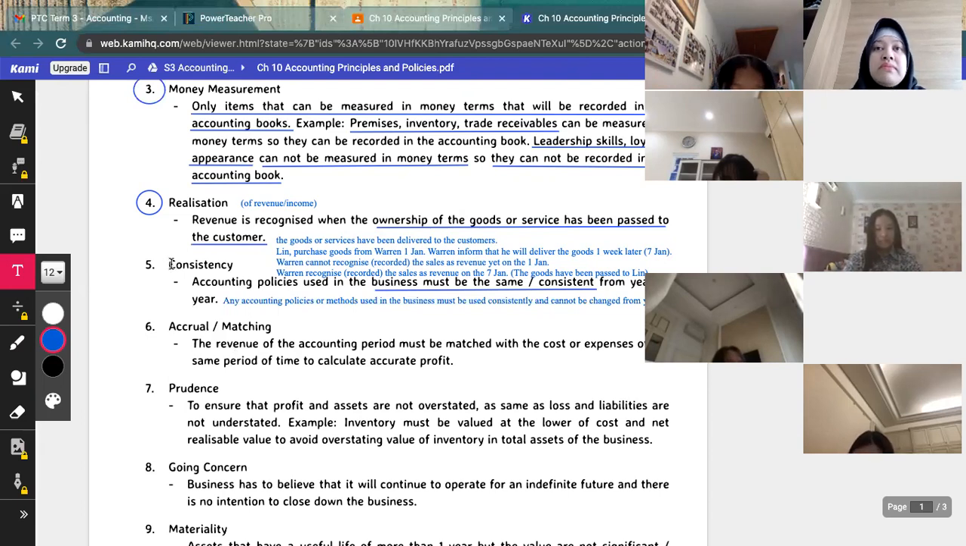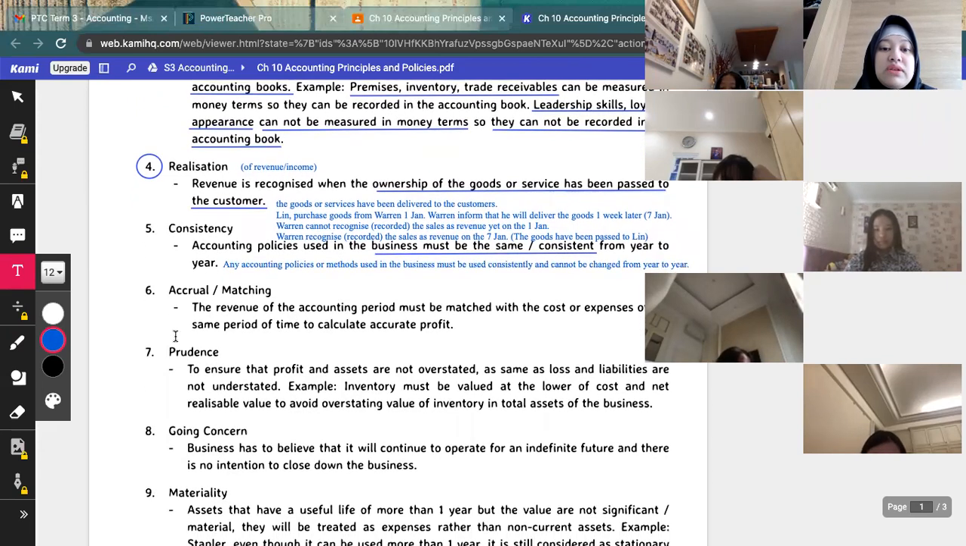Because if we change the method, we cannot make comparisons of our income statement or statement of financial position. It is really important that you use the same method. So whenever you analyze your income statement or statement of financial position from year 1 with year 2, it is more reliable because you are not changing the rules. But when you change the rules, the analysis will become biased. Is that clear enough? You have to be consistent in using accounting methods.